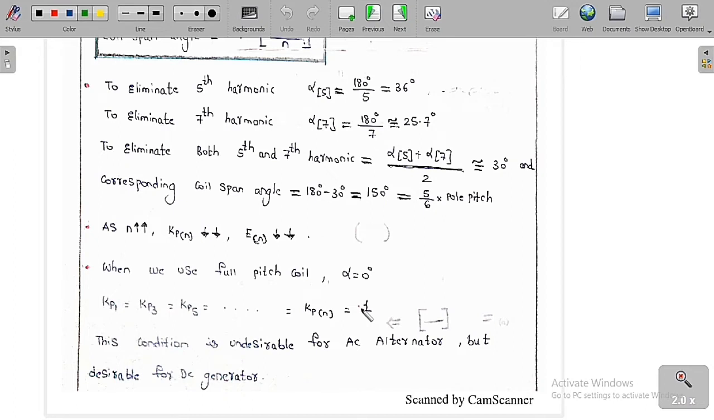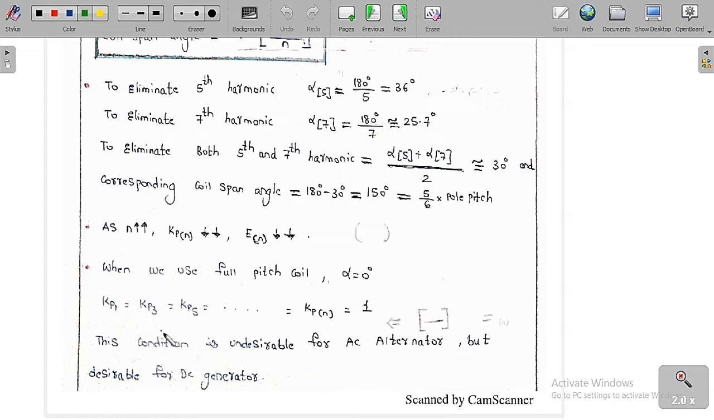Because of this, we are going to remove all the harmonics and keep only the fundamental component. If you keep only the fundamental component by removing all the remaining harmonics, then definitely the output will be pure sinusoidal. Always we use the short pitch winding in the alternator, but not the full pitch winding. This is a very important point; you always have to understand the concept behind it.